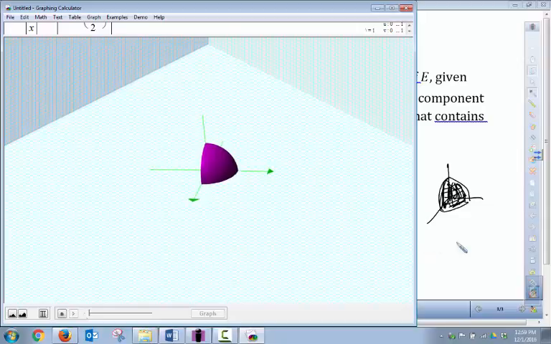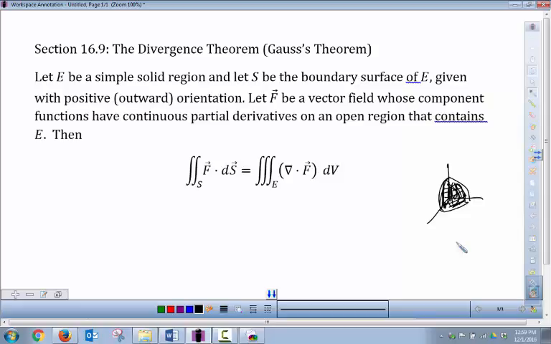All right, so I was trying to get something out of you guys. What is S? What can you say about S? It's a closed surface. So S, because it has to totally encompass a solid, S has to be a closed surface.